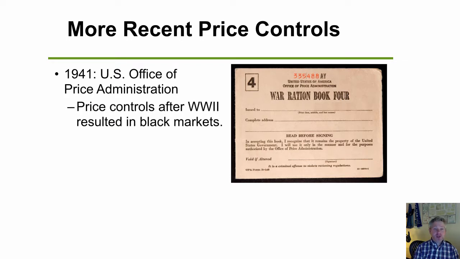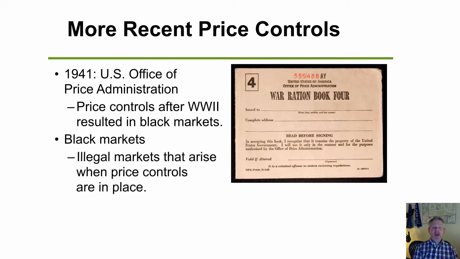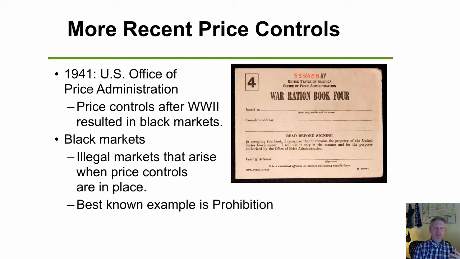The Office of Price Administration set price controls during World War II, and that resulted in black markets. A black market is an illegal market that arises when price controls are in place. The best known example is when the price is set at zero, when it is prohibited from selling. So narcotics, prostitution, there are lots of things that are banned. You cannot buy or sell them legally, but we still know that there are markets for those things, and so that's an example of a black market.